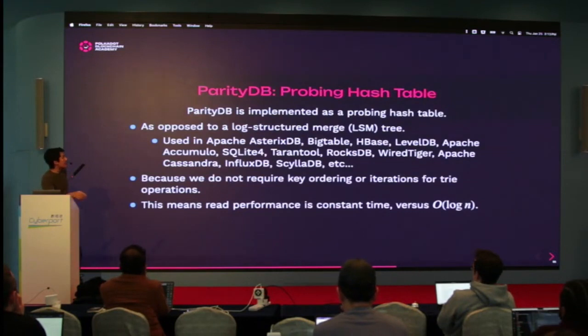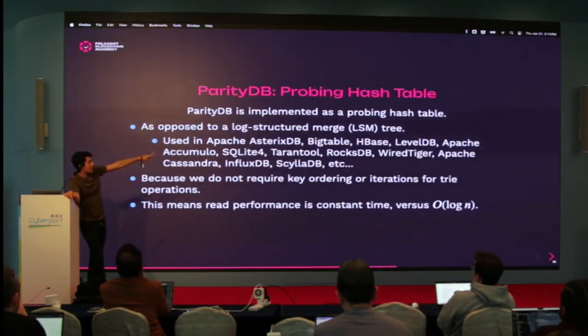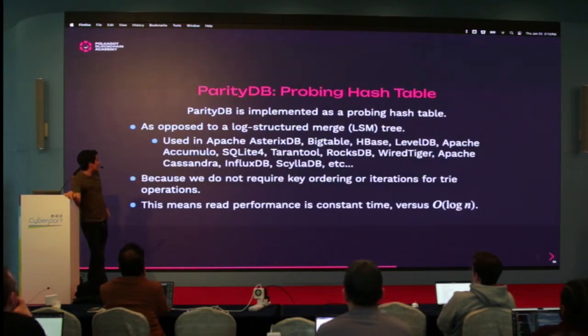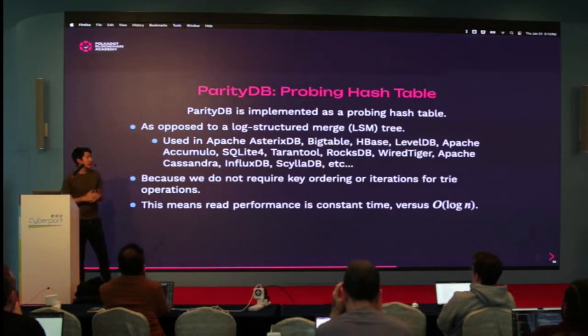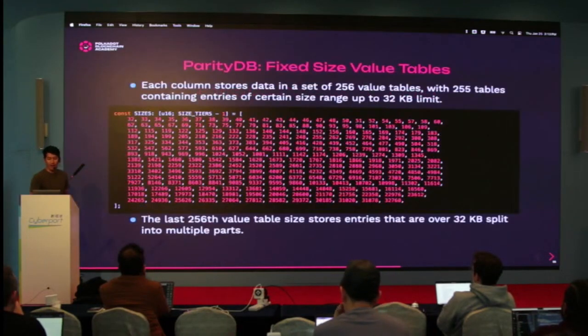ParityDB uses a probing hash table, as opposed to a log-structured merge or LSM tree, which is, I think, the most common design for a lot of the databases you've seen here, like SQLite, RocksDB, LevelDB, Apache, etc. We can do this because we do not require key ordering or iteration for the tree operations. This means read performance can be constant time in a hash table versus O(log n) in an LSM. So we're optimizing for reads. I'm showing an example here. So what does that look like?